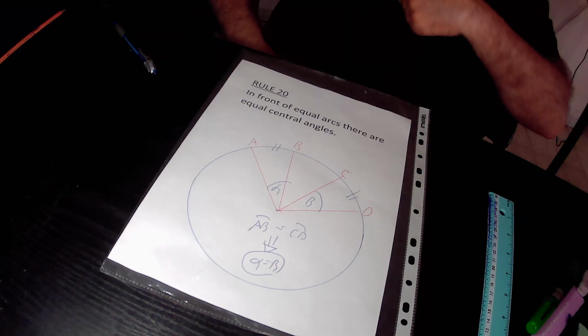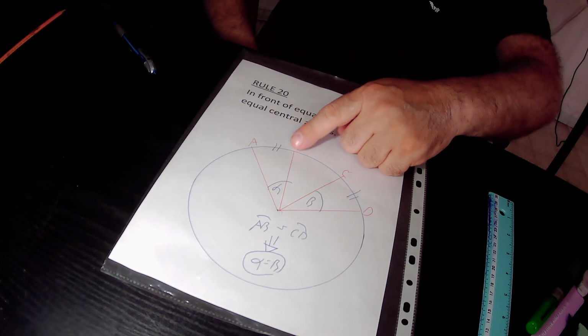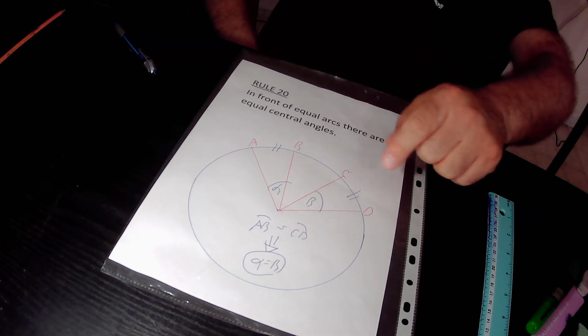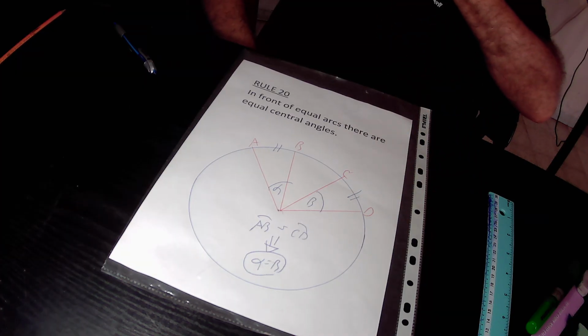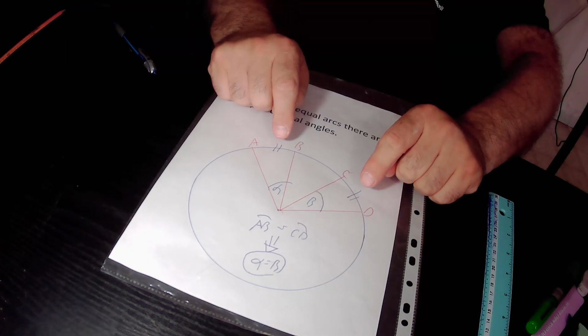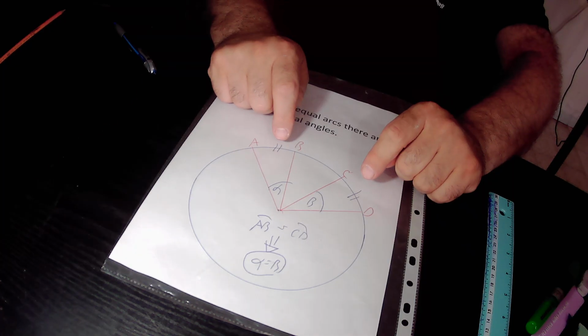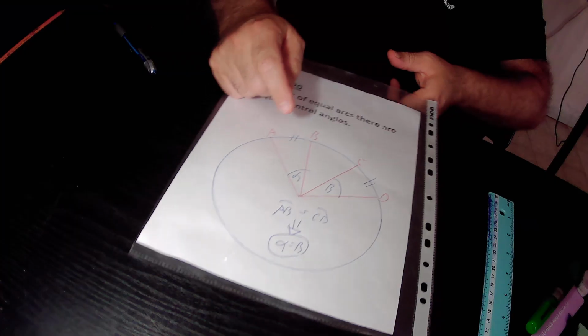So according to this rule 20, we have in front of this arc AB the central angle alpha. In front of this arc CD, we have the central angle beta. And according to this rule 20, because those two central angles alpha and beta are located in front of those two equal arcs, they must also be equal to each other. That is to say, central angle alpha equals central angle beta. So we can actually implement rule 20 in our drawing.